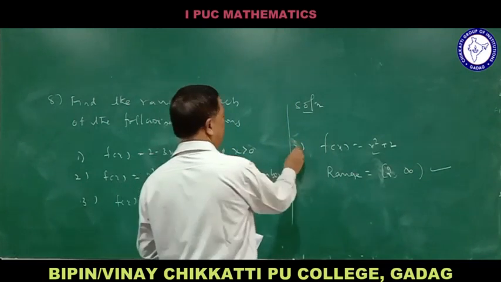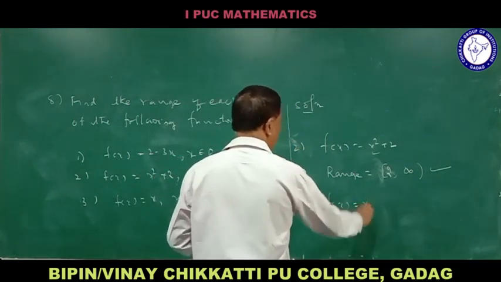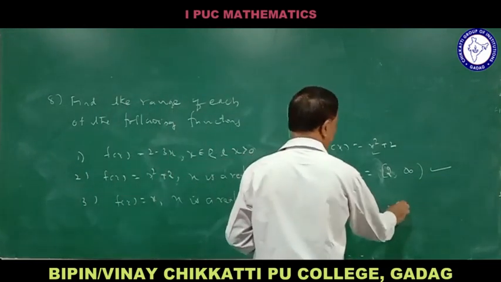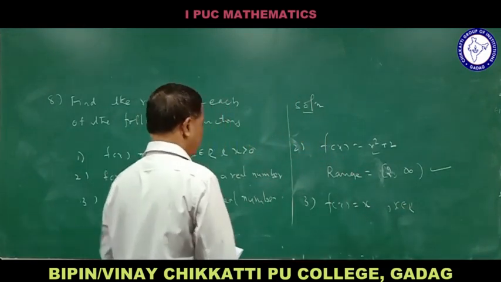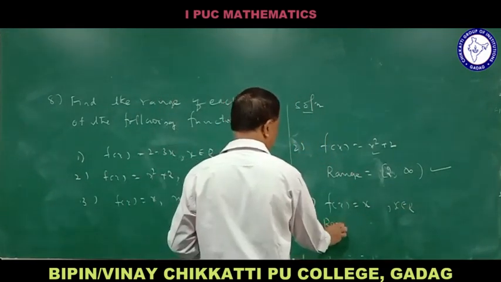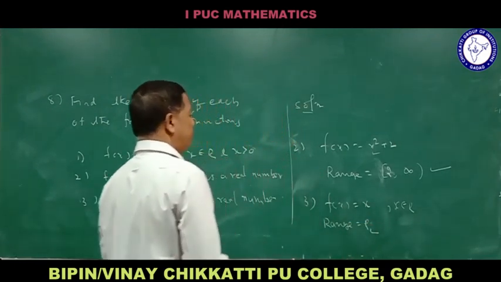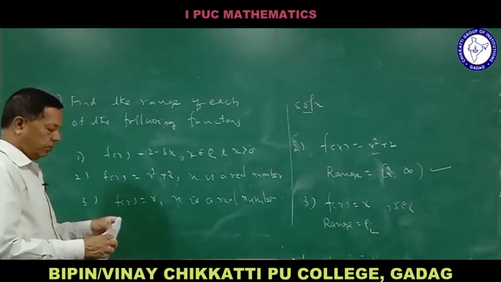This is the second. Similarly, f of x is equal to x, where x belongs to R. If you take any real number, f of x is also a real number. So the range is equal to the set of real numbers. So this is the way we find the range of the given functions.